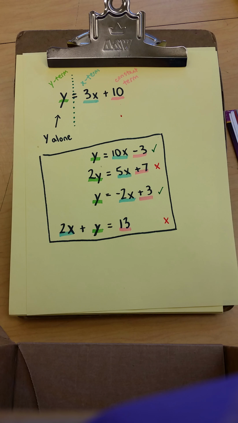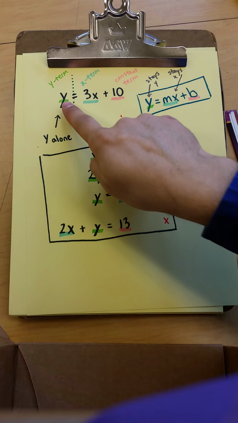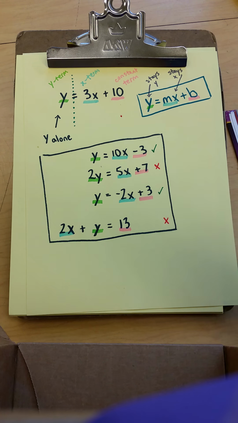We express this form as y equals mx plus b. Notice y is alone. There's an x term and a constant term on the other side of the equal sign. Notice that in the actual equations, the y stays a y and the x stays an x, but the m and the b don't. Both the m and the b are replaced by another number.